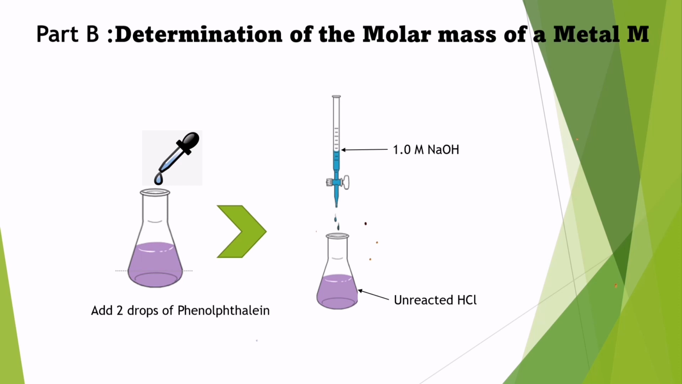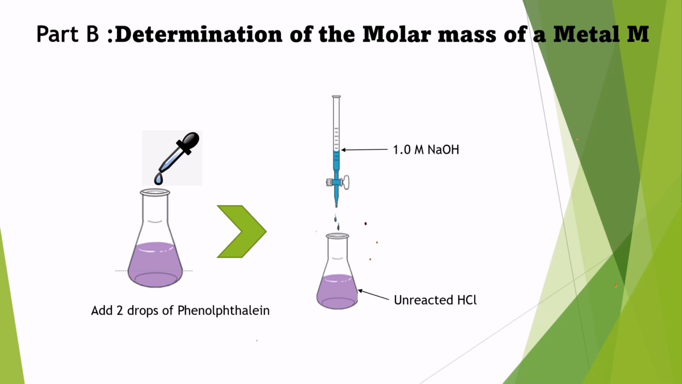After the reaction is complete, add 2 drops of phenolphthalein and continue titration with 1.0 molar NaOH solution. Don't forget to record the initial reading and final burette reading of NaOH. Continue titration until we get the pale pink solution.